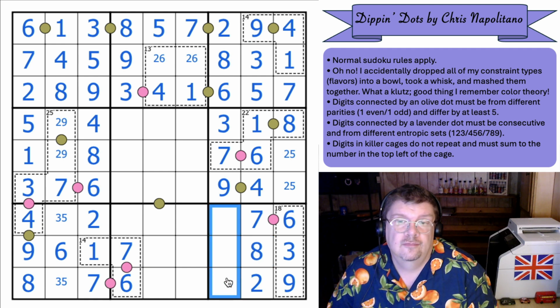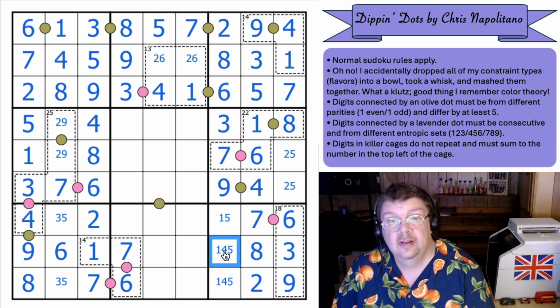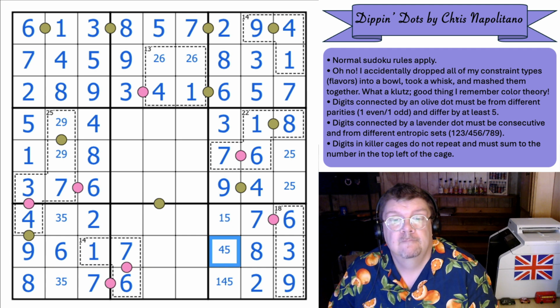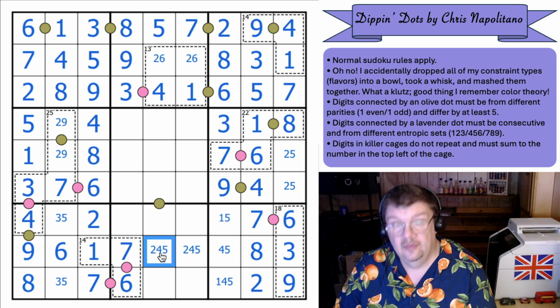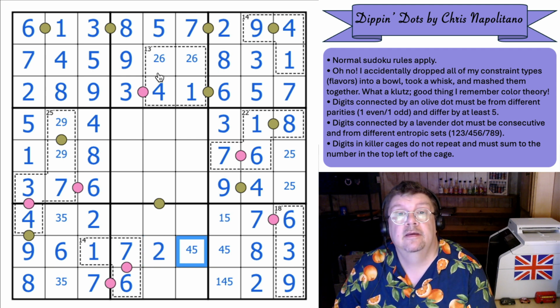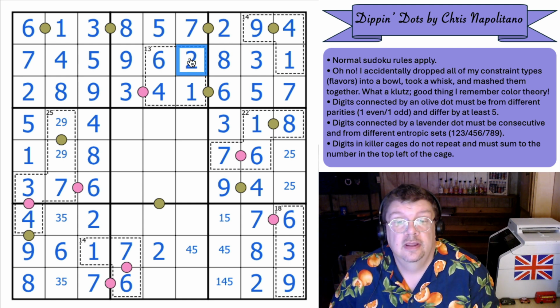1, 5, 4. 1, 4, 5. That's not a 4. That's not a 1. In this row, I need 4, 5, and 2. That's not a 4 or a 5. That's a 2. Okay. That looks up here, giving me a 6 and a 2 there.